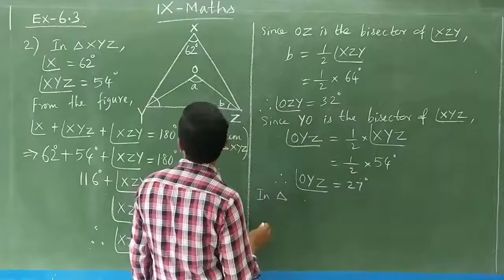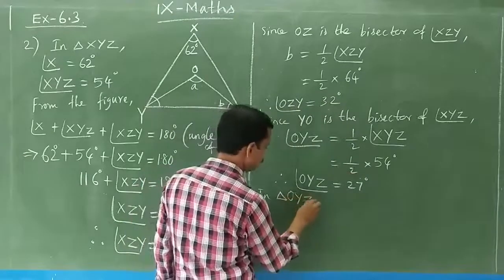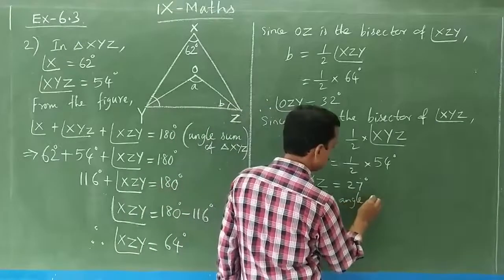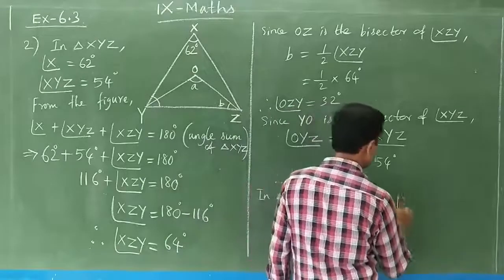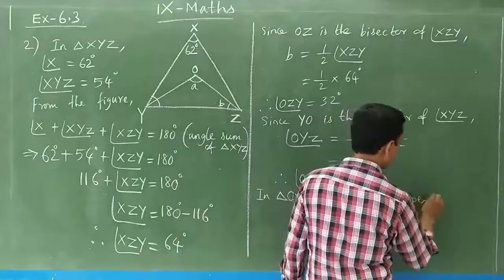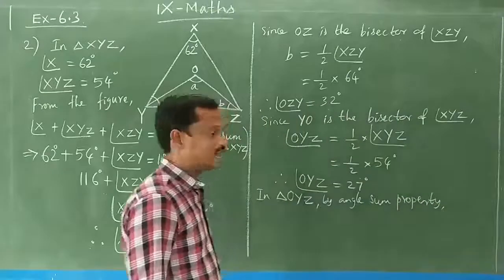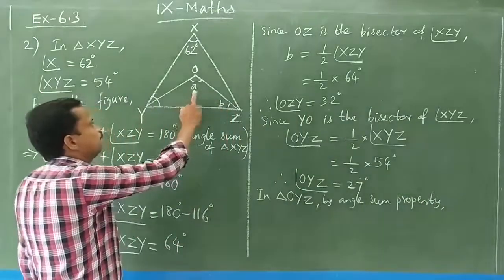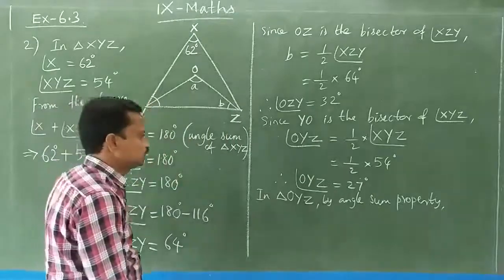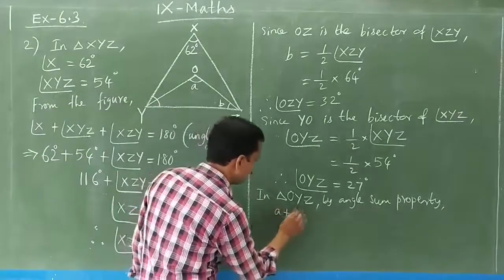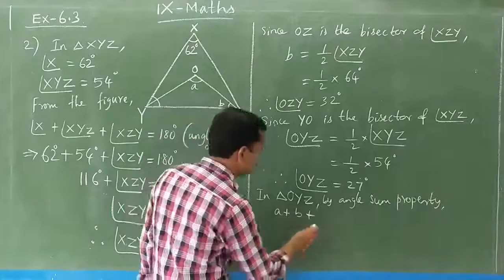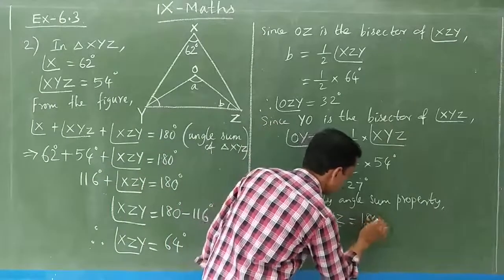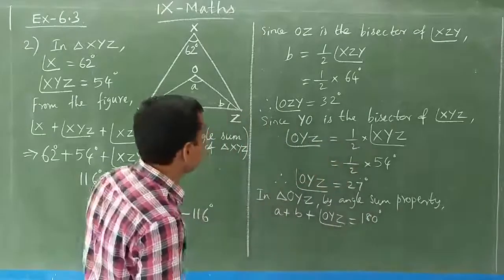In triangle OYZ, by angle sum property, we can say this is angle A, angle B, and this angle OYZ. Like that we can take angle A plus angle B plus OYZ equal to 180 degree.